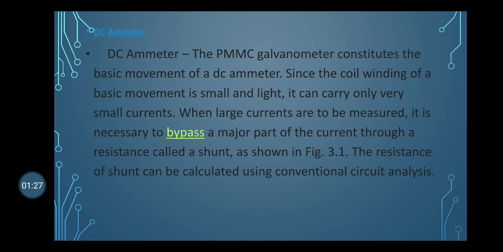When we require a large amount of current to be measured by this ammeter, the large current flowing from the source should be minimized, and that is lowered by using a resistance which is connected across the moving meter. That resistance is known as a shunt resistance. The value of this shunt resistance can be obtained by conventional calculation.